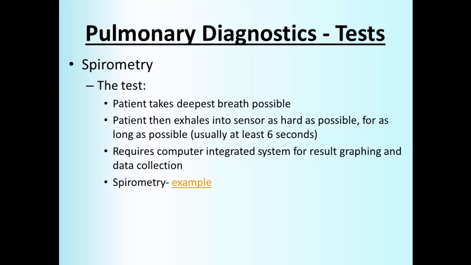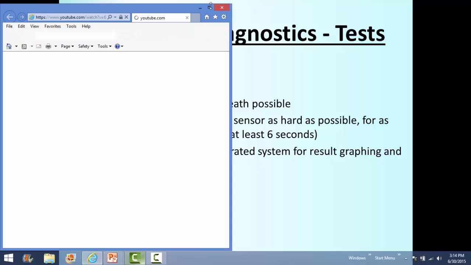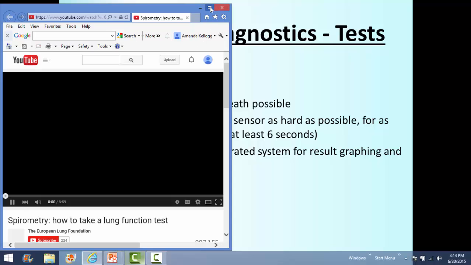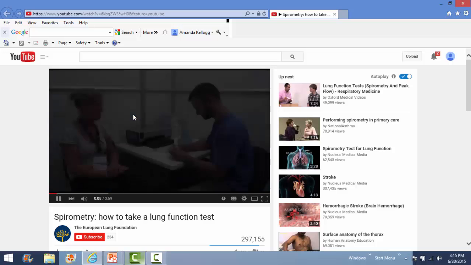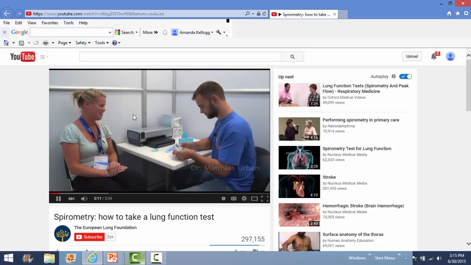The test itself, the patient takes the deepest breath they possibly can. The patient then exhales into the sensor as hard as possible for as long as possible. This is usually at least 6 seconds and requires a computer integrated system for result graphing and data collection. And we are going to watch just a couple minutes of this video, because it shows them performing a test and how to talk her through it. And it's one of the handheld testing systems.